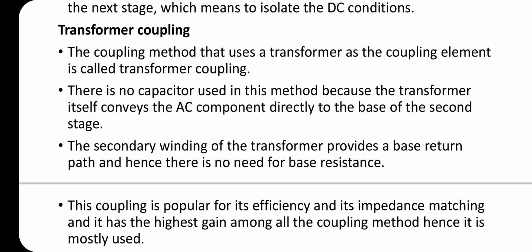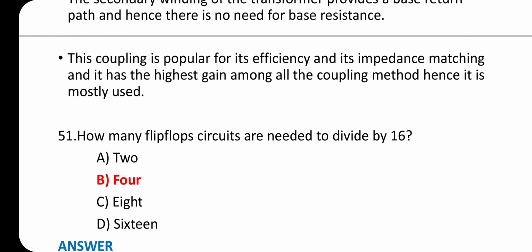Transformer coupling. The coupling method that uses a transformer as the coupling element is called transformer coupling. There is no capacitor used in this method because the transformer itself conveys the AC component directly to the base of the second stage. The secondary winding of the transformer provides a base return path and hence there is no need for base resistance. This coupling is popular for its efficiency and its impedance matching, and it has the highest gain among all the coupling methods. Hence it is mostly used.